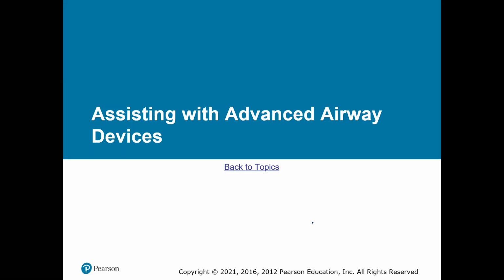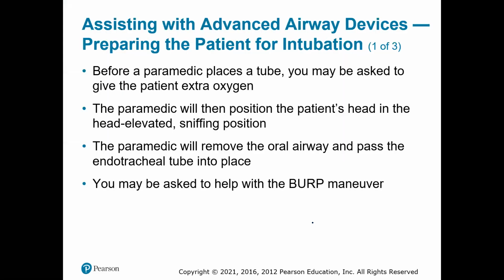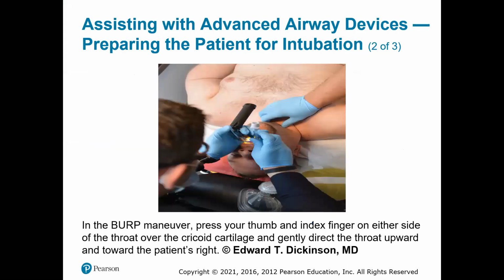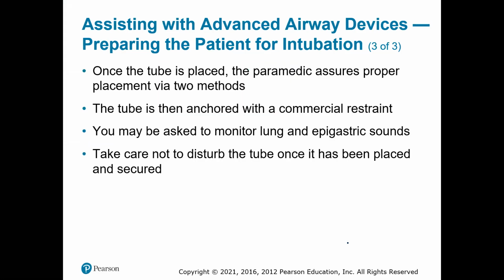You won't be putting endotracheal tubes in, but you could be putting i-gels or King Airways in. So understanding advanced airway devices, you may be asked to put extra oxygen on the patient. Nobody helps with the burp method anymore, but this is a paramedic putting an endotracheal tube in.